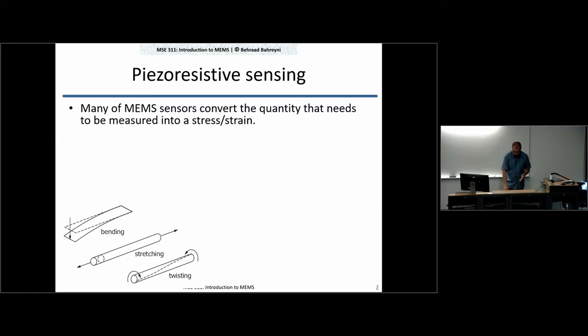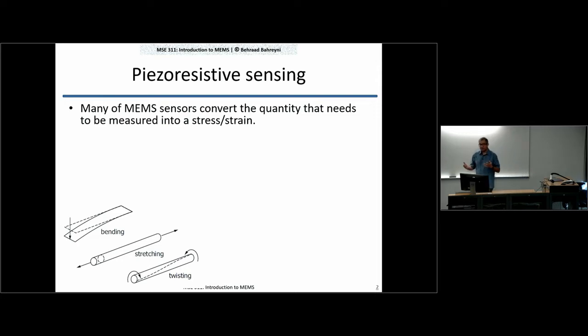So what is piezo-resistive sensing? Well, as the name suggests, it's a response that changes the resistance or the resistivity in some cases. Piezo is from a Greek word meaning stress or pressure, and piezo-resistive means the transduction mechanism where a mechanical stress or strain changes the resistance or resistivity.